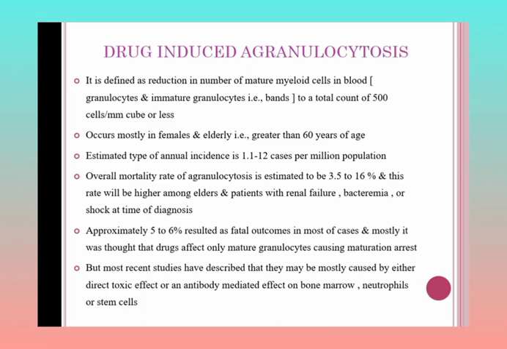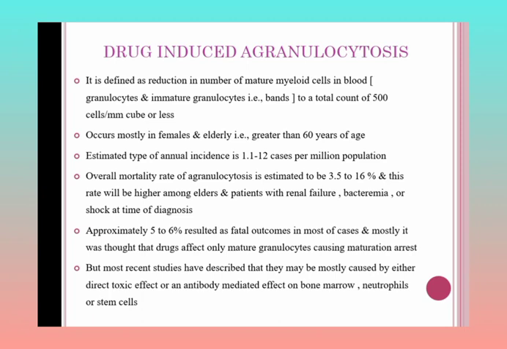Now coming to the overall mortality rate in agranulocytosis, it is estimated to be 3.5 to 16%. This rate is higher among the elderly and also in patients with renal failure, bacteremia, meaning the presence of bacteria in the blood, and shock at the time of diagnosis. Approximately 5 to 6% result in fatal outcomes in most of the cases.